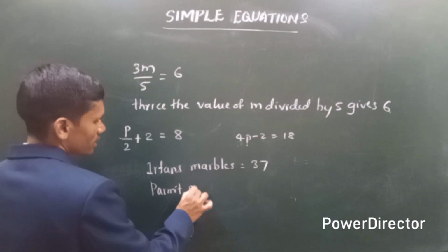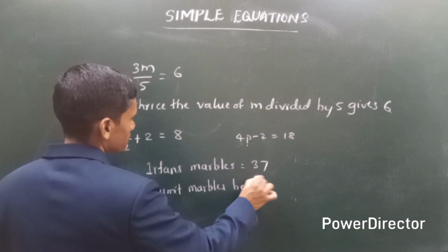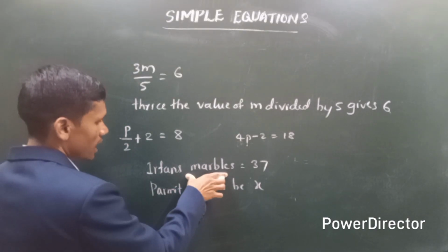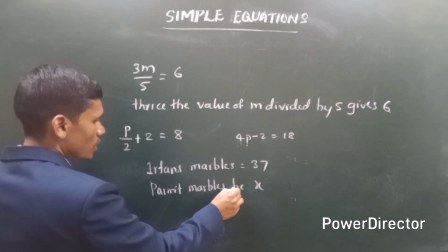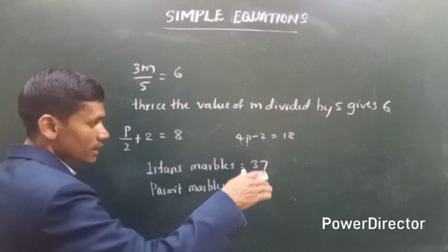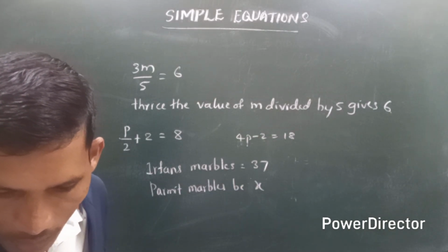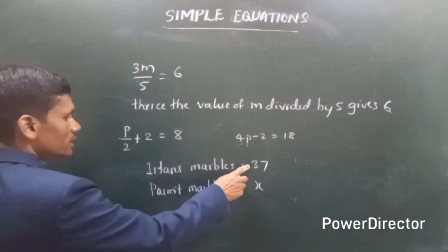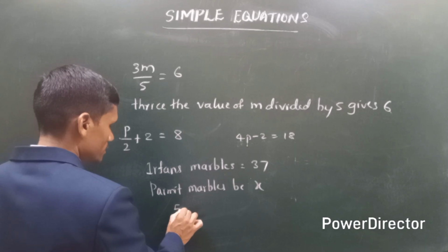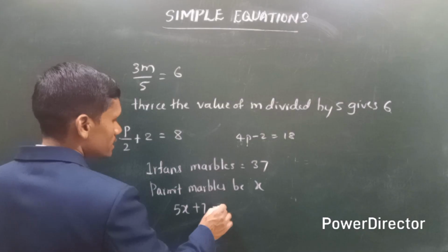Let Parvez's marbles be x. We will take this as x. Now Irfan says his marbles are equal to 5 times Parvez's marbles, 7 more than that. Yes, 7 marbles more than 5 times Parvez's marbles is equal to Irfan's.